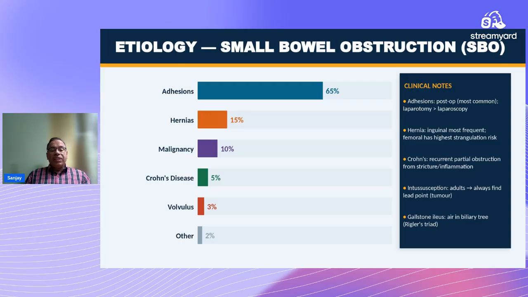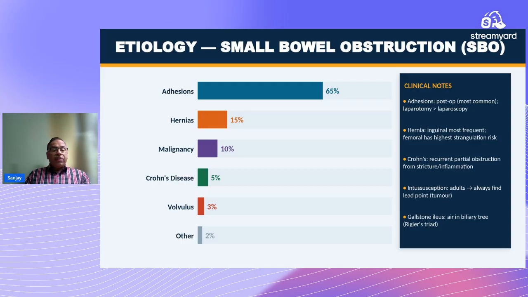Inflammatory bowel disease, specifically Crohn's disease, is another which can lead to benign strictures, which can also cause small bowel obstruction. And others like volvulus and other causes together constitute about 3 to 5%. Adhesions are most common, we have already seen. And if you do a formal laparotomy, that means open laparotomy as compared to laparoscopy, the incidence of adhesions in open surgery is much more than in laparoscopy, which we'll see later on.